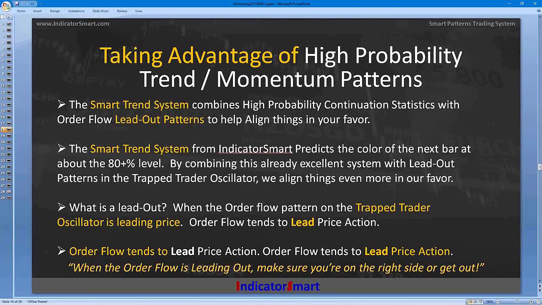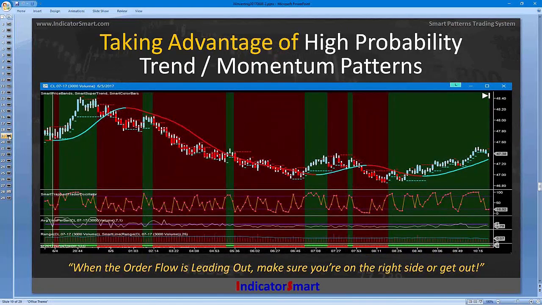When order flow is leading out, make sure you're on the right side or get out. You don't want to get on the wrong side of order flow leading out, because it's like a freight train. And so that's good to know. It's even better to know when it's aligned with the bigger picture of what's happening, right? This one's a 3,000 volume chart. What I really like about this on the 3,000 volume chart in crude, I'll use a 12,000 volume chart in ES. I'll use about a 3,000 in the Russell.